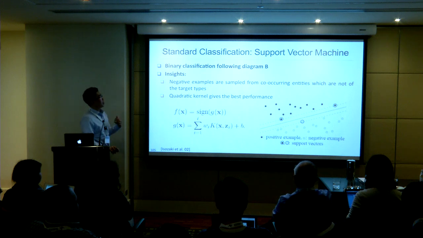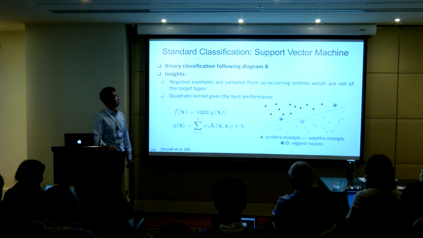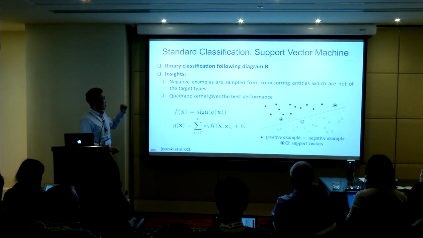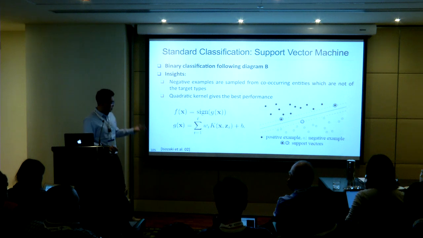So when you look at support vector machine, it's still basically a binary classification problem regarding each entity type, following diagram B. And you have the assumption that the negative examples co-occurring with an entity are actually the entities that are not the target types. And the paper actually found out that the quadratic kernels give the best performance.